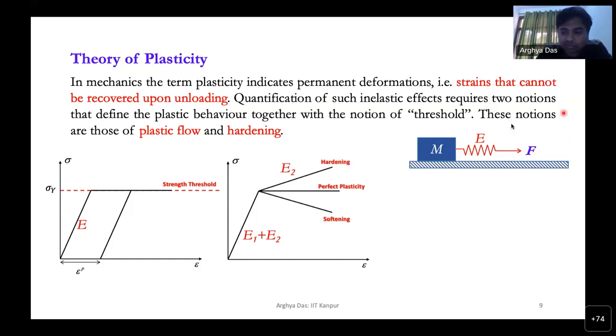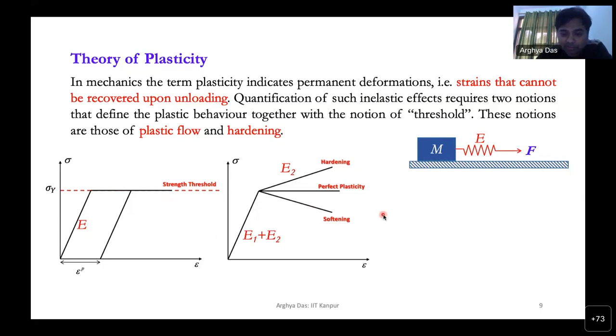For example, if you have an elastic spring connected to a mass m, when you pull the spring, it will initially expand, and then beyond a certain threshold, when the force overcomes the friction between the mass and its base, the mass will start moving, and you will start having a permanent deformation. Initially, during elasticity, you are conserving your energy, but the moment you cross that threshold, you are dissipating.